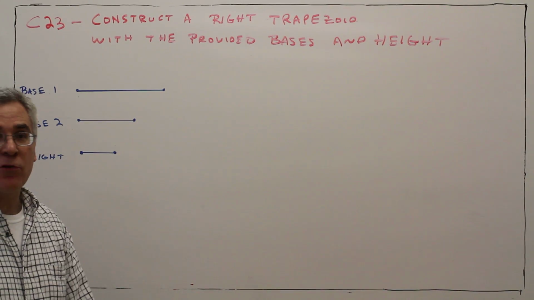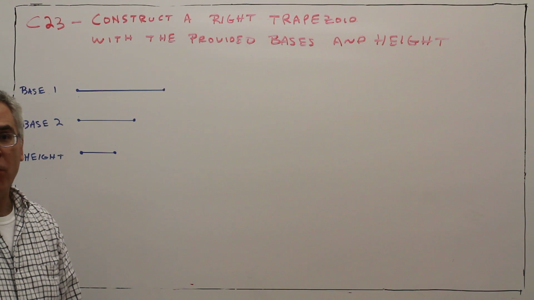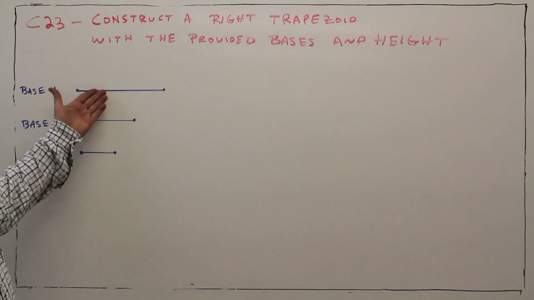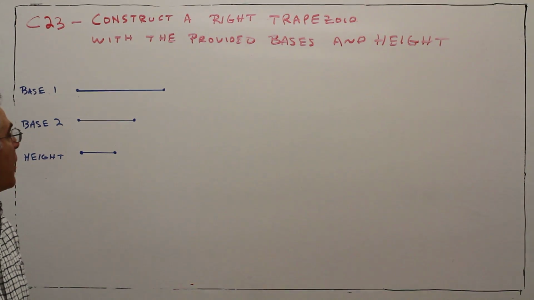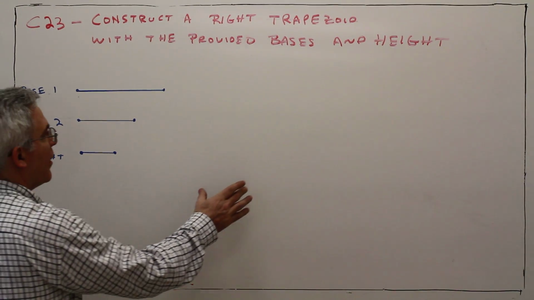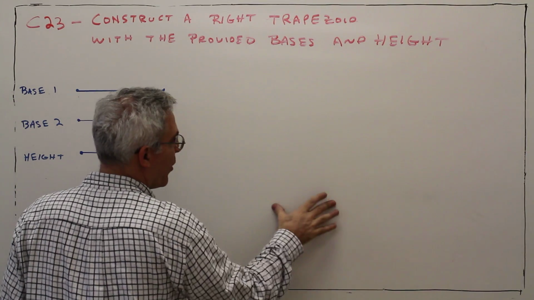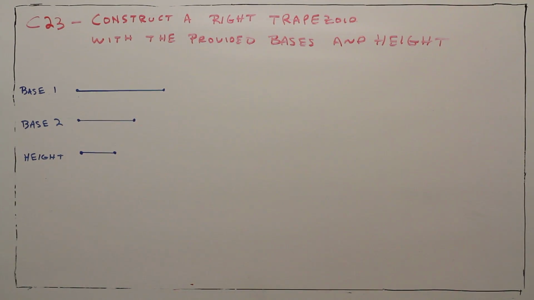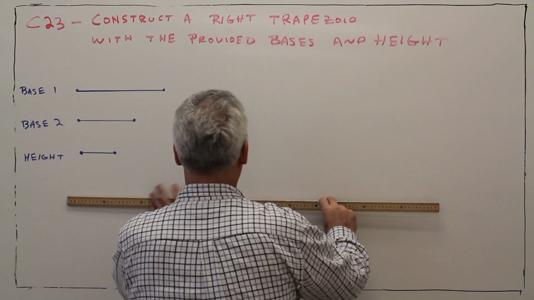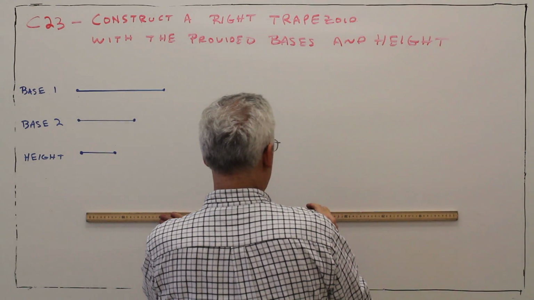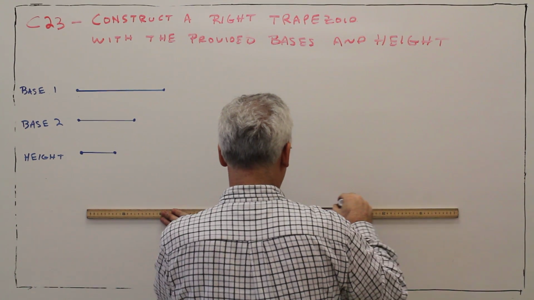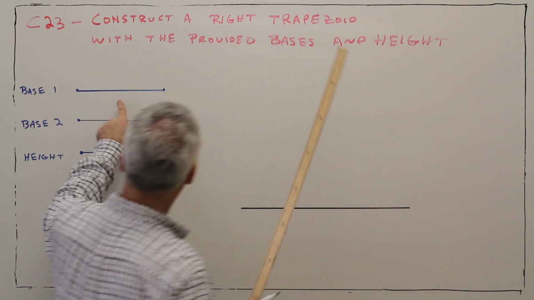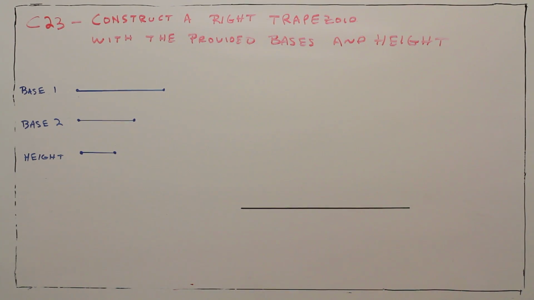This is video C23. We're going to construct a right trapezoid with base 1, base 2, and the height provided. So step 1, I like to put the longer base on the bottom. So we'll start with that. Just anywhere on the bottom here, we'll make a longer base. Make sure it's longer than needed.